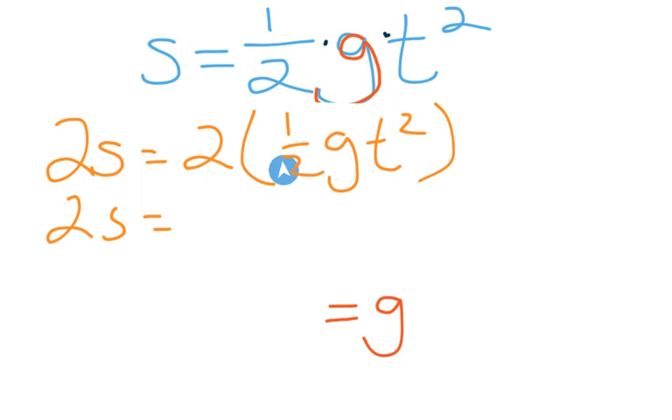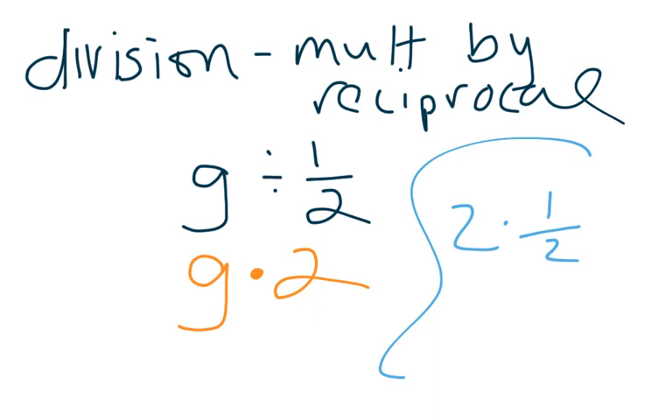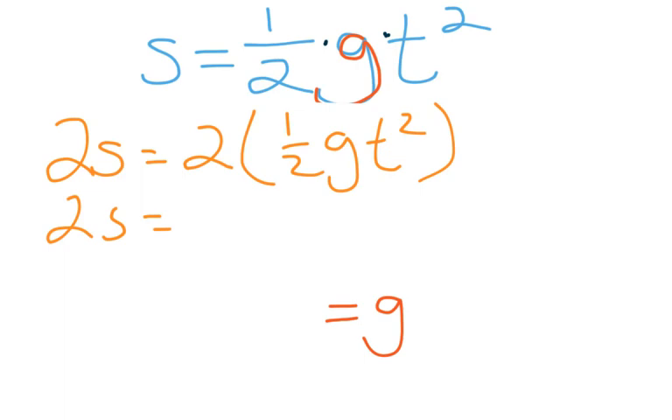This is 2 times 1/2 times g times t squared. So 2 times 1/2, come over here, I'm doing my scratch work over here. Remember that when you're multiplying fractions, you just multiply straight across. So 2 times 1 is 2, 1 times 2 is 2, 2 over 2 is 1. So this becomes 1, and I don't need to write the 1, g t squared. And I'm pausing just so that you have a chance to write it down and think about it.